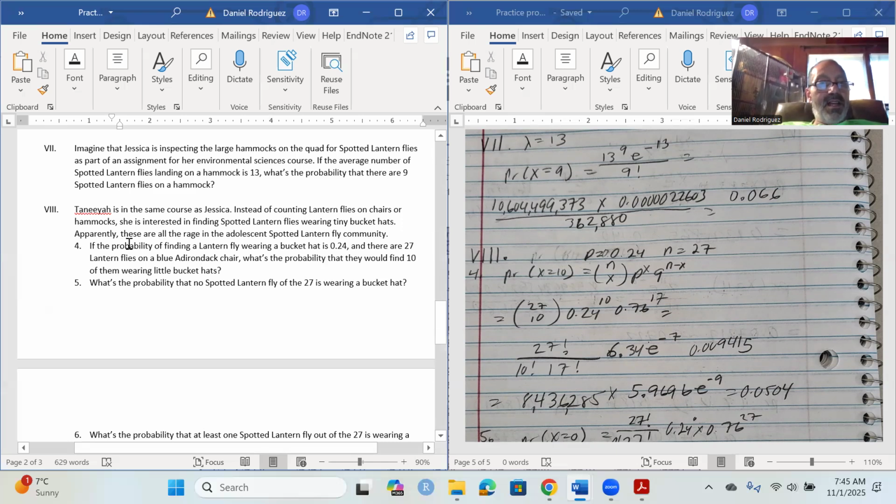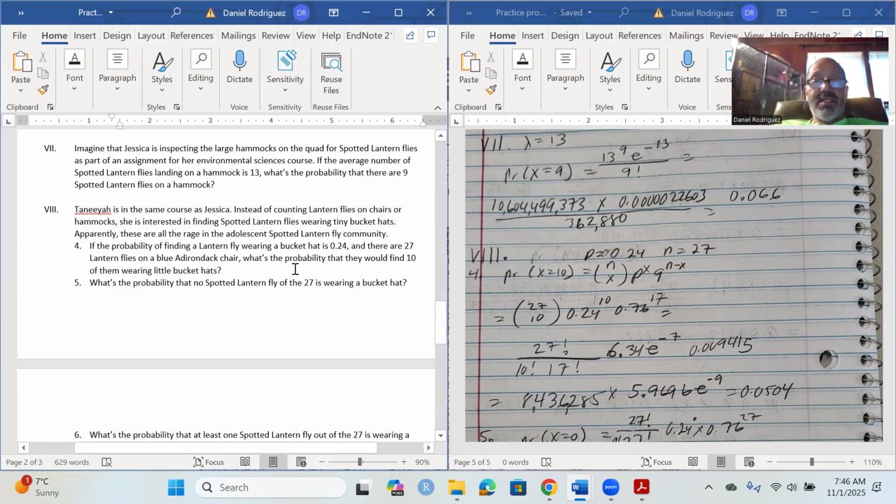Okay, so let's see here. If the probability of finding, so this is the probability of success, right? So I'm giving you a probability. A probability of success is 0.24, and there are 27 lanternflies on a blue chair. So I got an N. So I'm thinking, okay, it's a little different because in the problem with the Poisson, I wasn't getting an N. In fact, I wasn't getting a probability either, right? So I'm getting two different pieces of information, and that should tell me, okay, maybe this isn't a Poisson problem. What's the probability that I'd find 10?